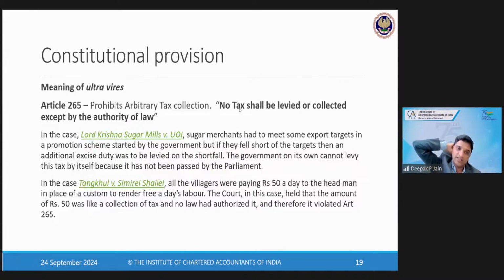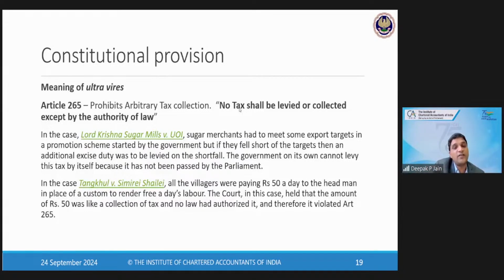In Tunkal versus Samirai Shalai, all the villagers were paying 50 rupees to the headman in place of a custom to render a day's free labor. Either they have to give labor service, or if they want to take the day off, they have to pay 50 rupees as compensation. So this is equivalent to tax, correct? This also became like a levy: if you don't want to work, you have to pay 50 rupees, right? This was in the nature of tax.